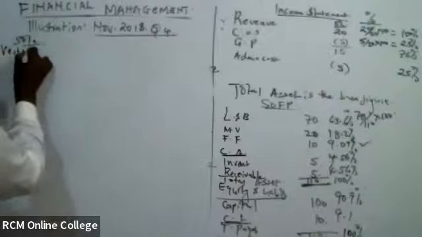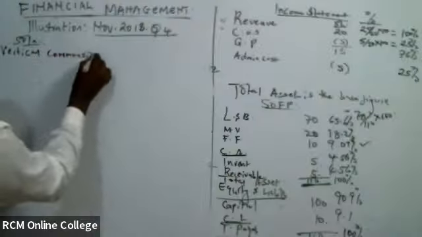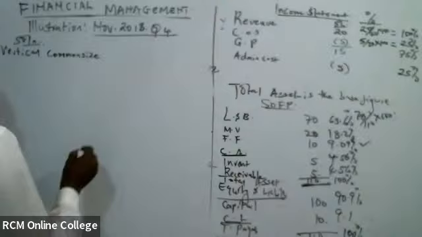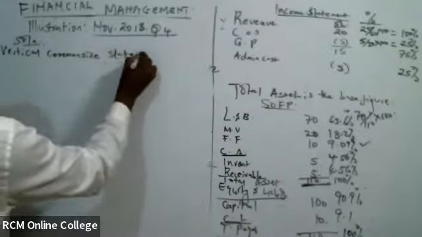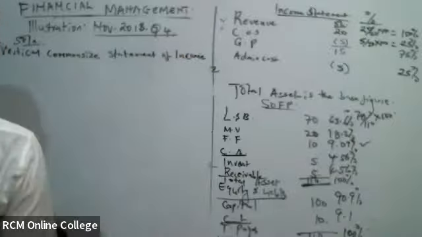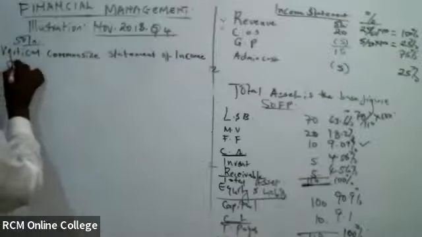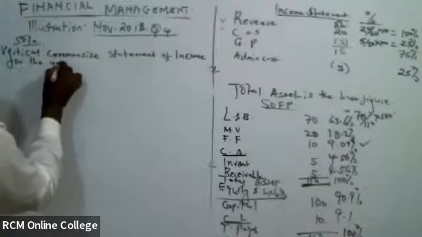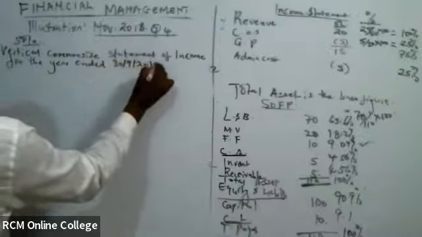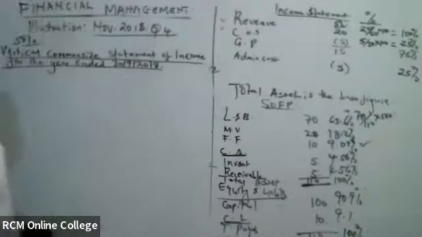Statement of income. You have the heading: vertical common size statement of income for the year ended 30th of September 2018.